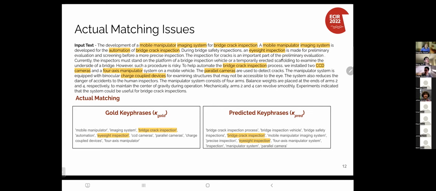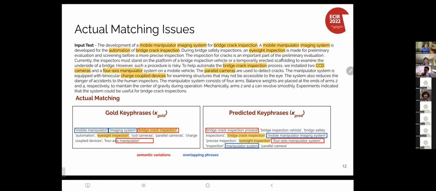And these errors are caused by three most common reasons. One of them is the semantic variations. So here, 4-axis manipulator and 4-axis manipulator system are semantically the same, yet they are considered different during the evaluation process. Then let's look at another type of error, which is overlapping phrases. Let's take the example of mobile manipulator imaging system. We can see that it has large overlap with two of the phrases in the ground truth. One of them is mobile manipulator and then imaging system.